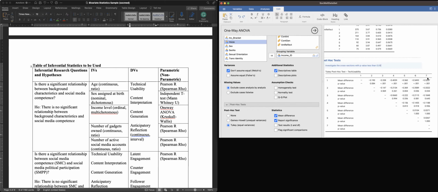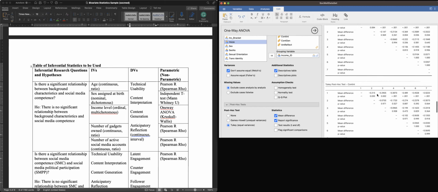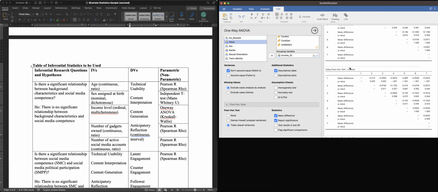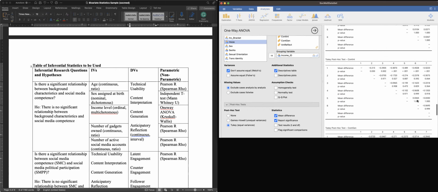And then this is only for tech usability. You can also investigate for content interpretation. It's actually the same also. 2, 3, 4, 5, 6, 7, here are the p-values less than 0.05. All of them are negative. So poor respondents are lesser compared to the upper ones.